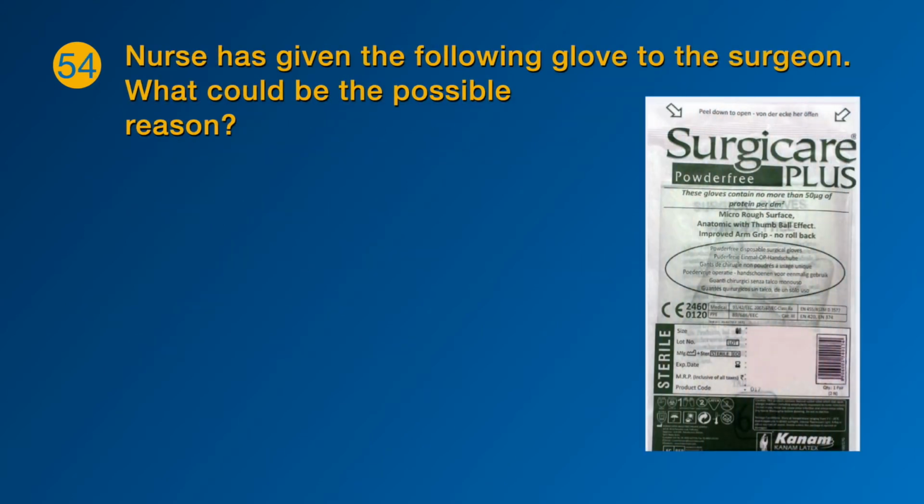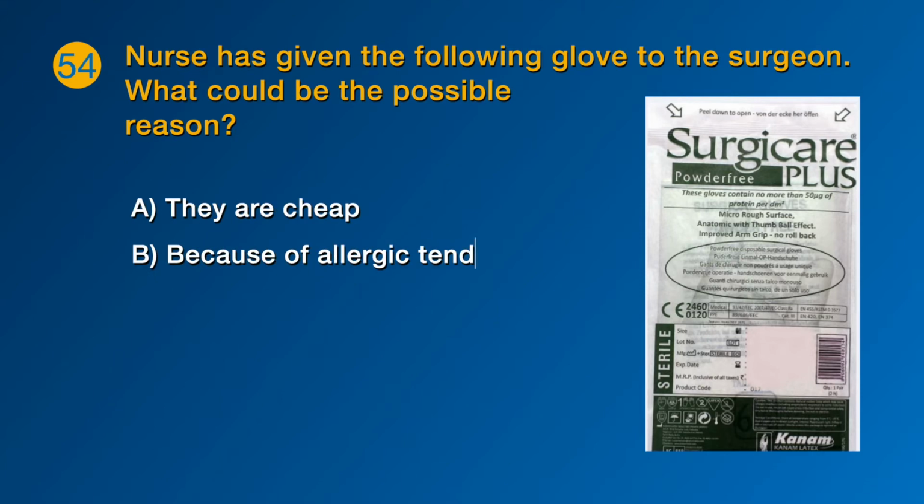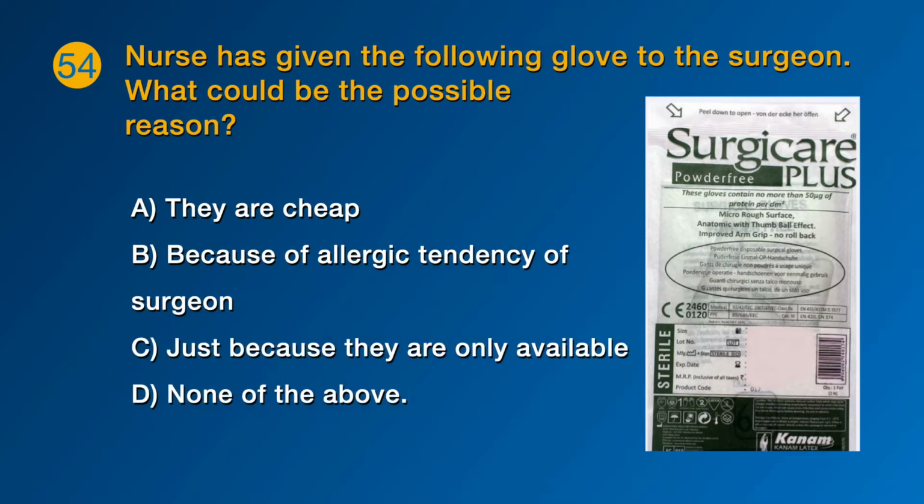Next question is, nurse has given the following glove to the surgeon. What could be the possible reason? Options are, they are cheap, because of allergic tendency of surgeon, just because they are only available, none of the above. So answer is B, because of allergic tendency of surgeon.